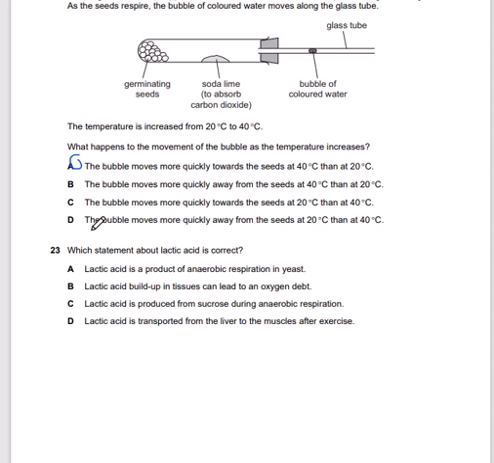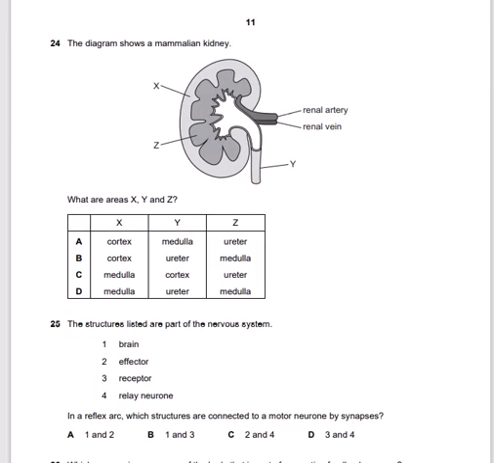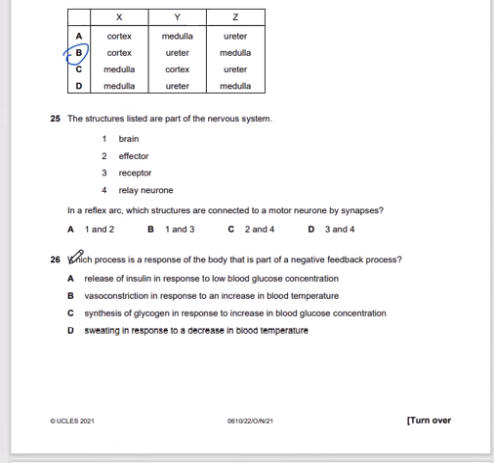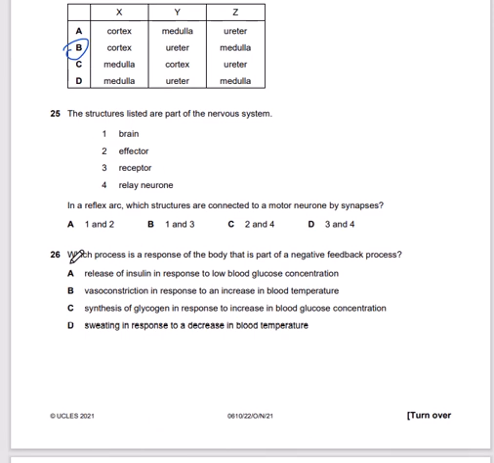So after your vigorous exercise, your heartbeat remains high because it needs to repay the oxygen debt and break down the lactic acid. So that's basically B. The diagram shows a mammalian kidney, cortex, medulla, ureter. The structure listed is part of the nervous system. As you know, nervous system: effector, relay.